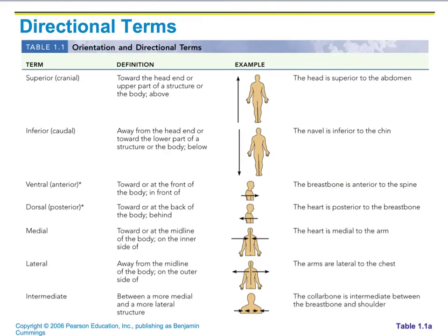So you don't have to write down this entire chart. You can find this in your book. But this is kind of a summary. You have superior, inferior. You do have ventral and dorsal on here. Medial, lateral, and intermediate. And you can kind of see the arrows as they're referring to it. And then this column is giving you some examples of how you would say that.